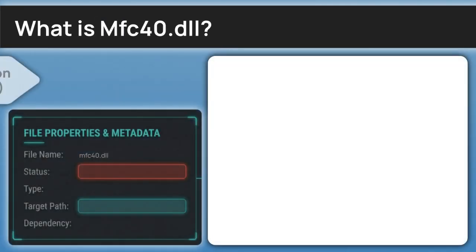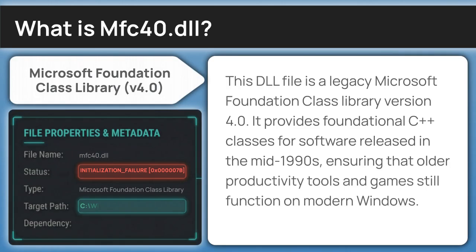This DLL file is a legacy Microsoft Foundation class library version 4.0. It provides foundational C++ classes for software released in the mid-1990s, ensuring that older productivity tools and games still function on modern Windows. Now let's apply the fix by reinstalling the shared system library.